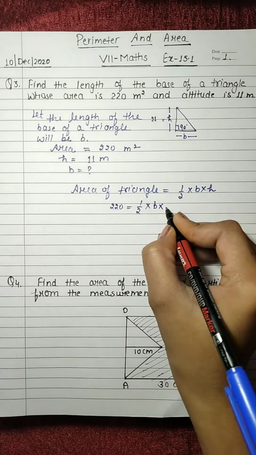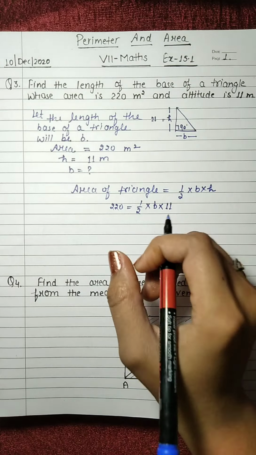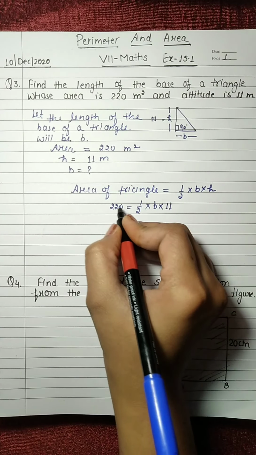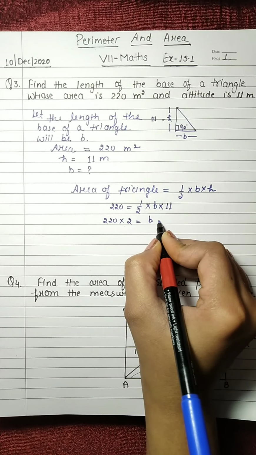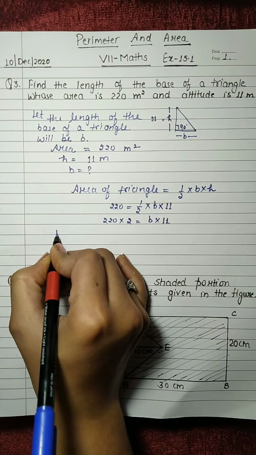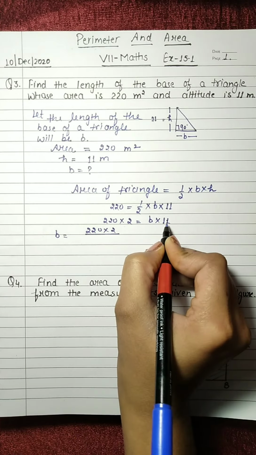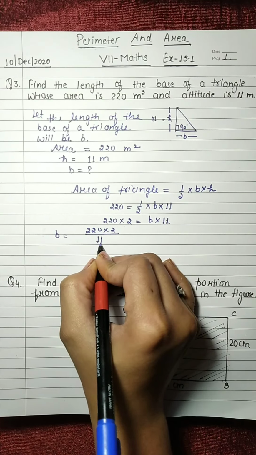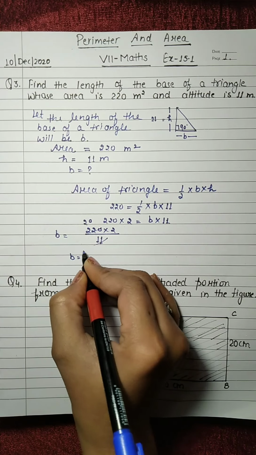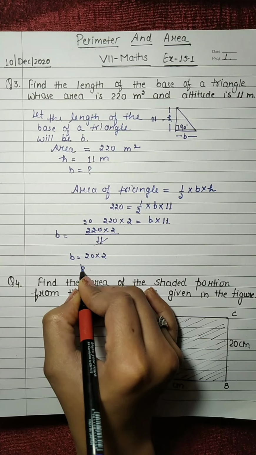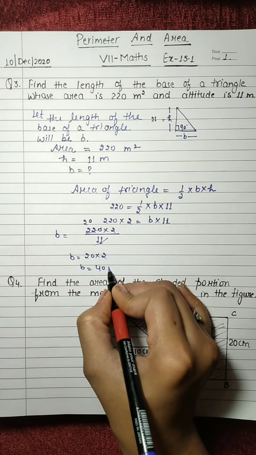We don't have the base, and height is here, that means 11. Okay students, so we can find easily the value of B. So 220 into 2 is equal to base into 11. And here B is equal to 220 into 2 upon 11, students, this is multiplied so it will be divided. 11 2s are 22, then 0 here, and B is equal to 20 into 2, that means 2 2s are 4, 40. Okay student, that means base is here 40 meter.